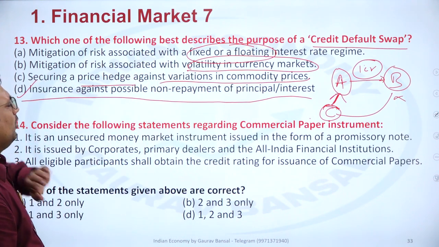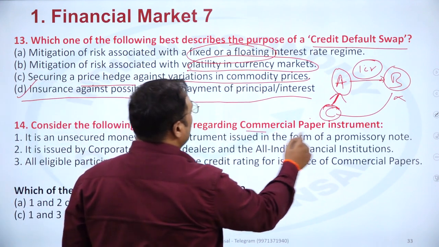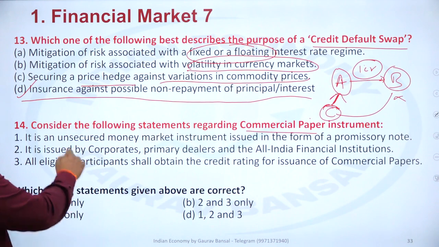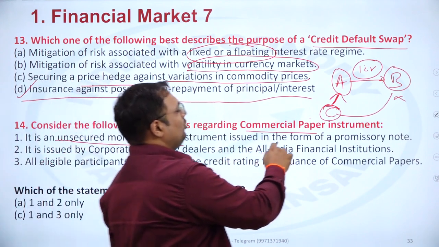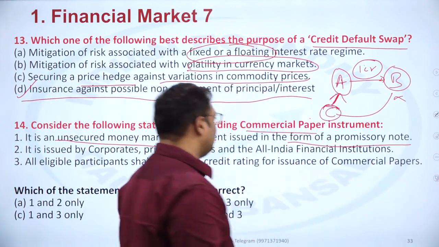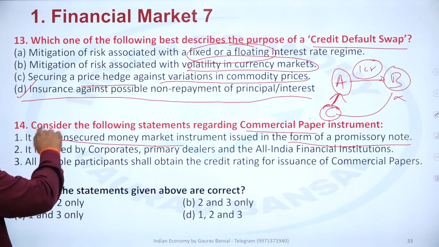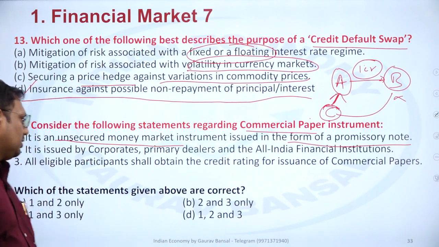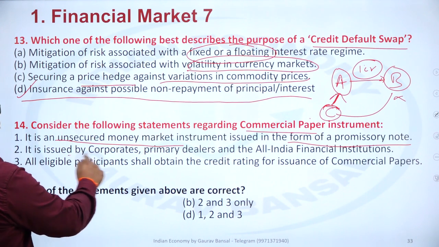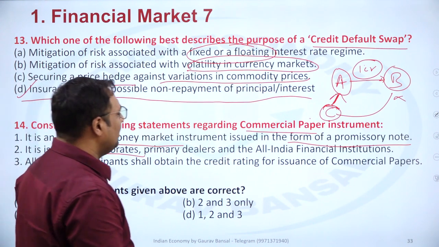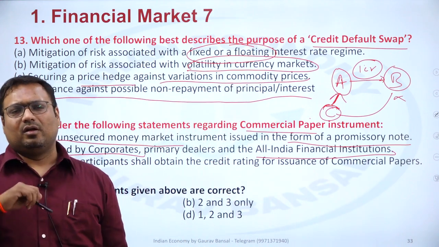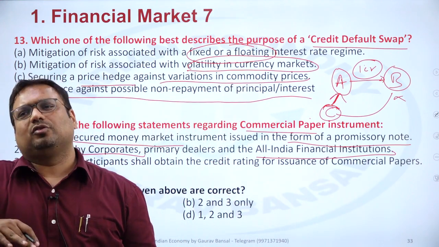14th, consider the following statement regarding commercial paper. We have already discussed it. So let us look at the option. It is an unsecured money market instrument issued in the form of a promissory note. This is correct. It is unsecured, and all the debt instruments are promissory notes. I have already told you. Okay, so this is correct. It is issued by corporates, primary dealers, and the All India Financial Institutions. That is also correct. What is an All India Financial Institution?